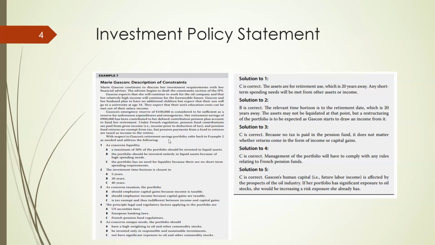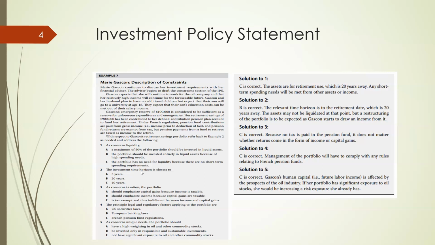With respect to Gascon's retirement savings portfolio, which is 900,000 euro, address the following. As concerns liquidity, a maximum 50% of the portfolio should be invested in liquid assets. The portfolio should be invested entirely in liquid assets because of high spending needs, which is not the case, and liquidity is adequate. The portfolio has no need for liquidity because there are no short-term spending requirements. So the correct answer is C, because they don't plan to have kids and the salary income is expected to continue in the foreseeable future.